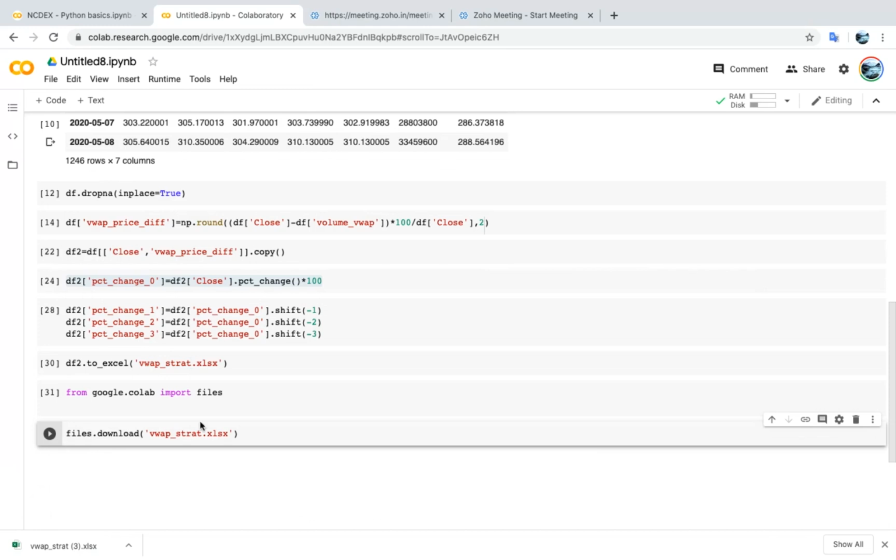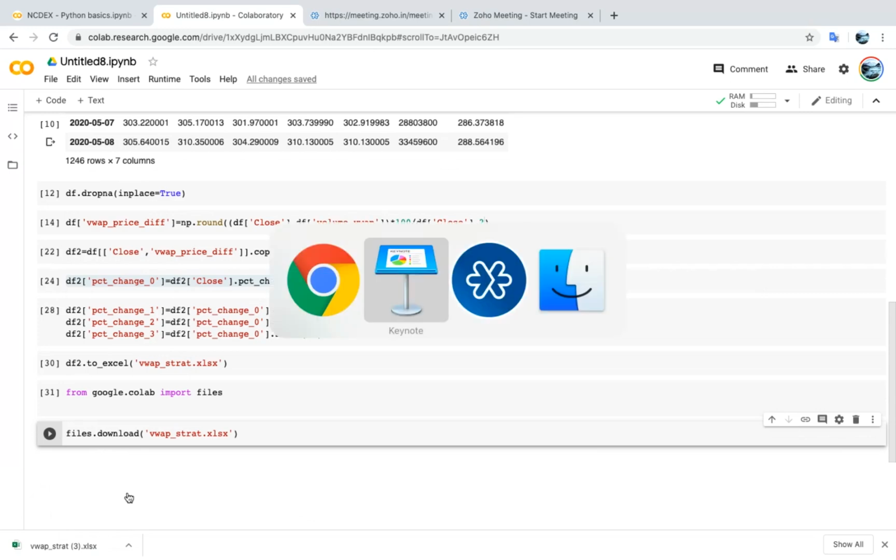I ran this cell and this file got downloaded in my local drive. Wonderful. It's stored with a different name because this file was already there in my local drive. What I'm planning to do is visually analyze the data in this file, and try to see how I can come up with a strategy.